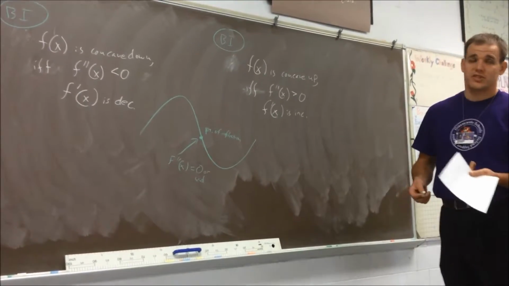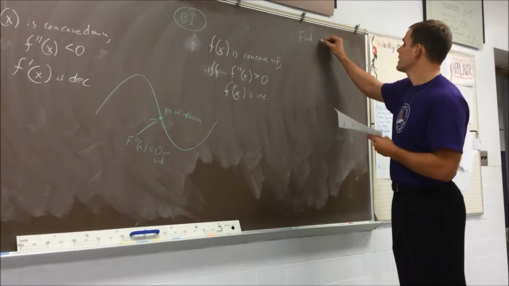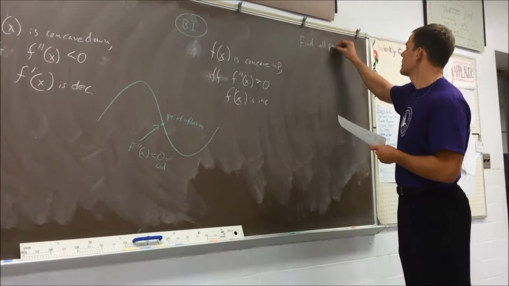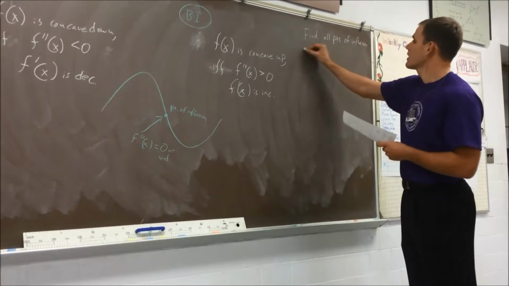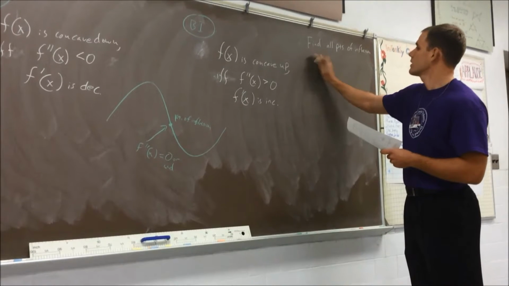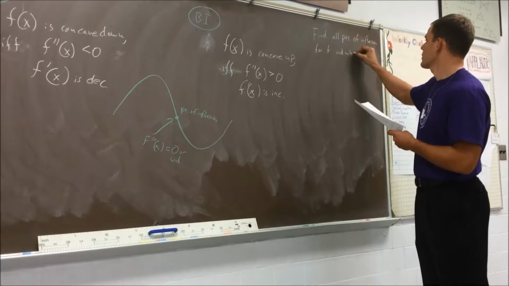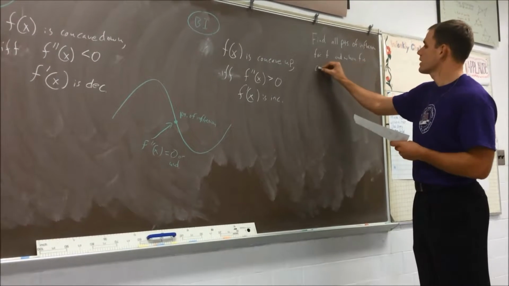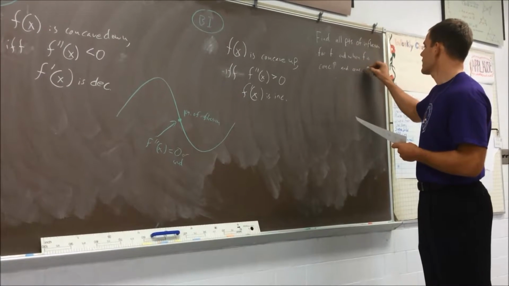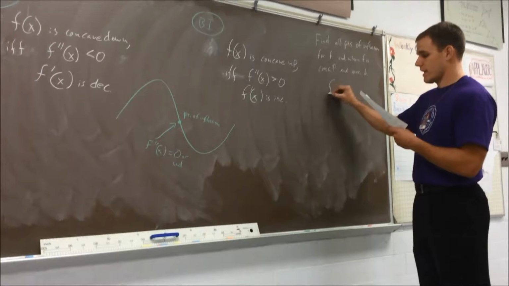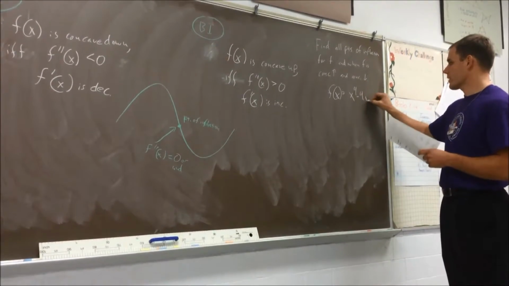All right, we're going to start off with just doing it analytically, though. Find all points of inflection for f, and when f is concave up and concave down. And we'll say f of x is equal to, we'll just do a nice simple one here, x to the fourth minus 4x cubed.